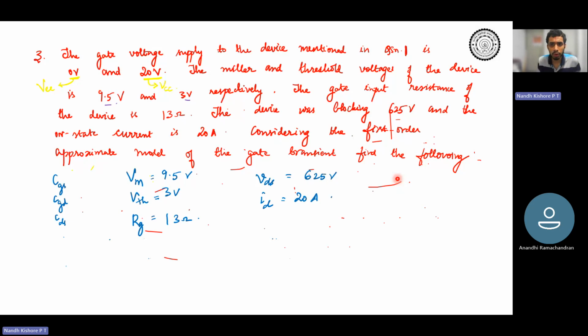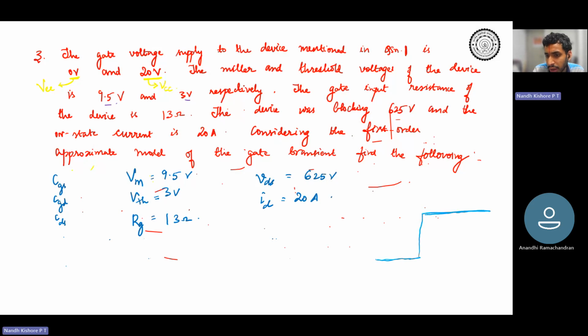One more thing: since it is given here that the device was blocking 625 volts, initially it was in the off state. Then it turns on, and the on-state current is 20 amperes. So basically we are talking about the turn on transient.